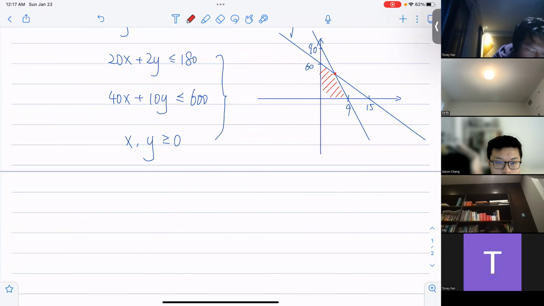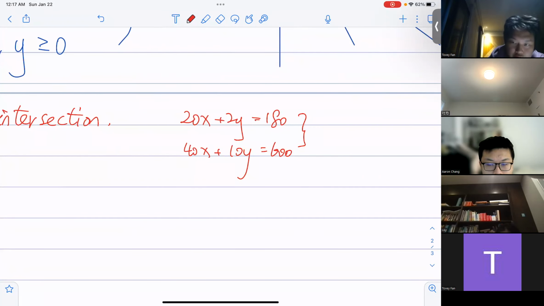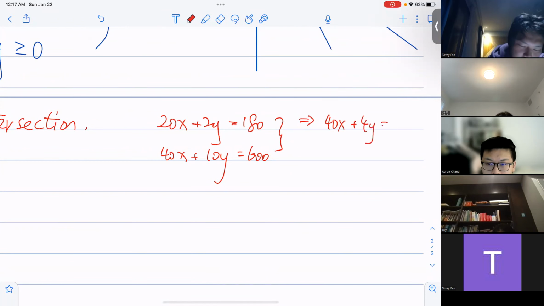That's gonna be, so I'm gonna write it down. For the intersection, we solve 20x plus 2y equals 180, 40x plus 10y equals 600. Solving by elimination makes sense, right? So the first equation, let's just multiply by 2. 40x plus 4y equals 360. And we do a subtraction. So equation 2 minus equation 1.